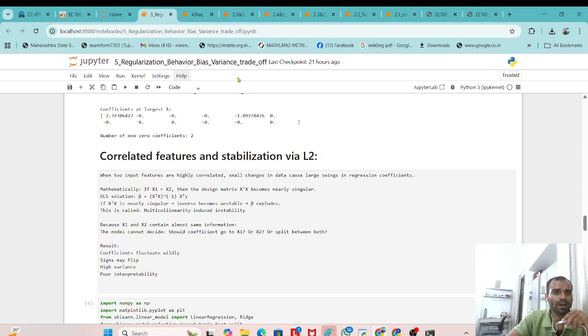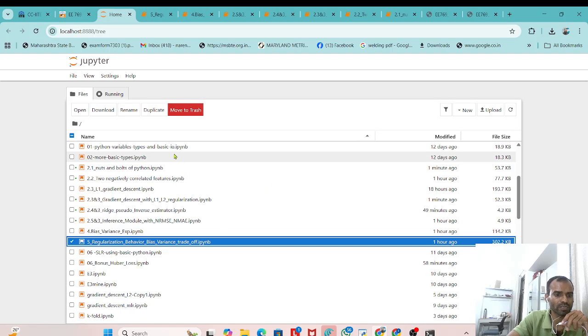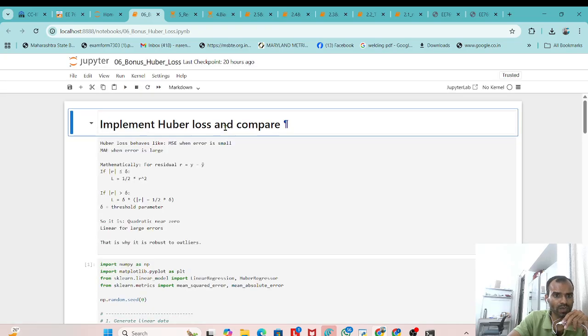Right? Now this is the task, 5 tasks completed. Now we will move to the bonus task. Quickly we will move to the bonus task. So the time is also 11:59, so I have to submit this today itself: implement Huber loss and compare, right?